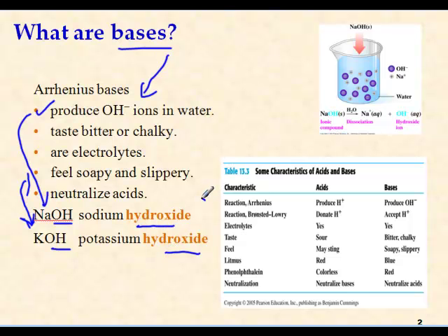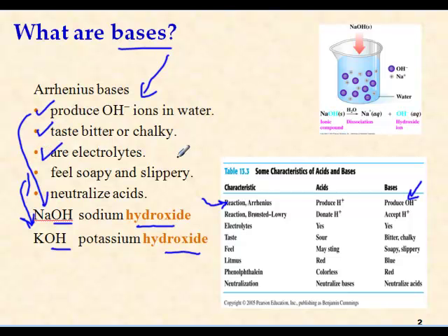However, this is again the older theory, which is the Arrhenius theory, which says that bases produce OH ions. I will get you the newer theories in a little while. Bases are bitter in taste and they're chalky. For example, calcium carbonate would also be a base.